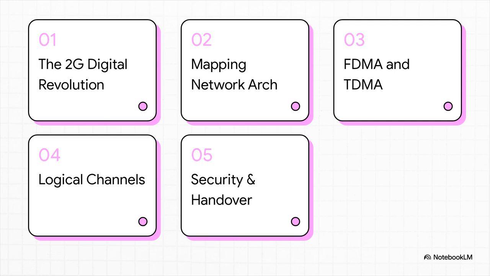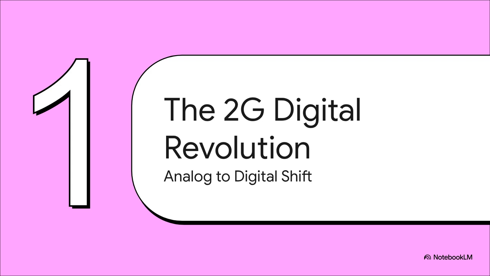So, here is our roadmap for today. We'll be looking at the 2G digital revolution, mapping out the network architecture, breaking down FDMA and TDMA, making sense of logical channels, and then wrapping it all up with security, encryption, and handover. Starting with Section 1, the 2G digital revolution. This is all about that massive shift from analog to digital mobile networks.